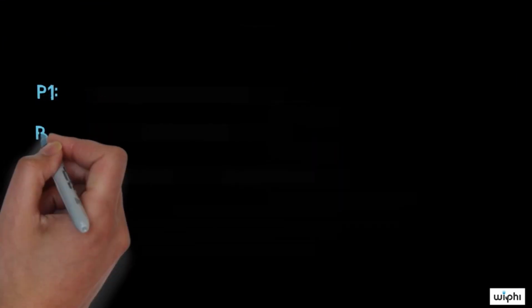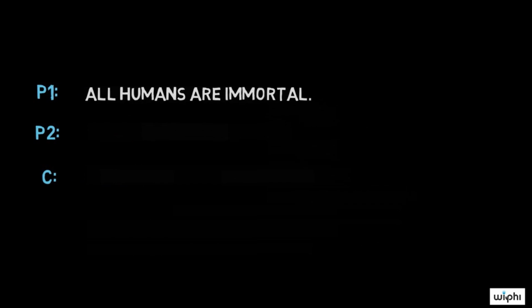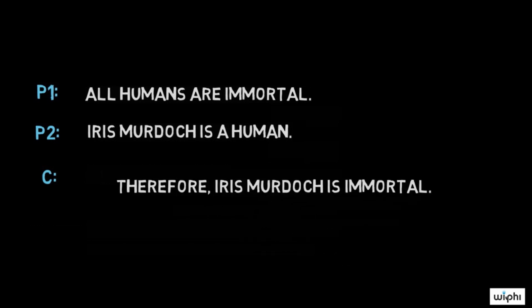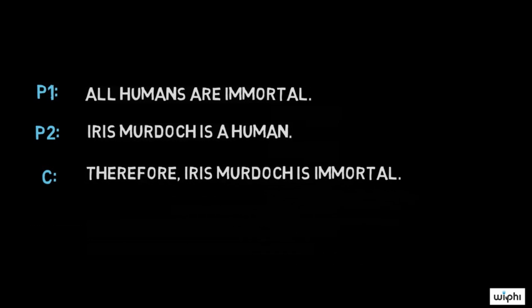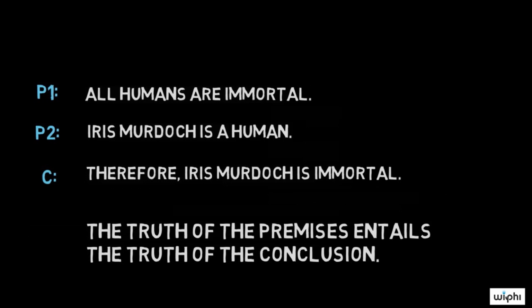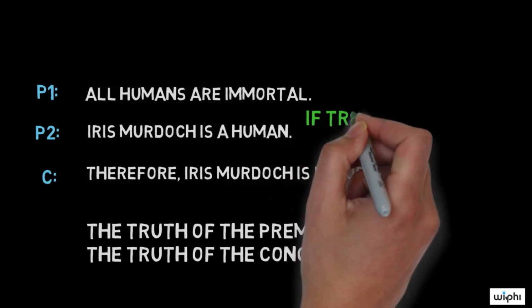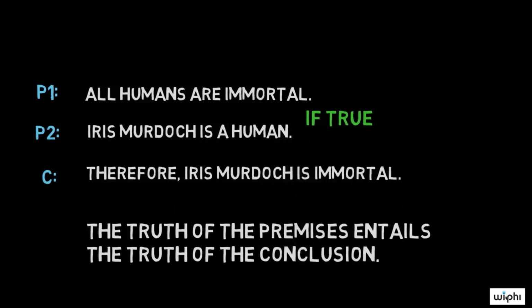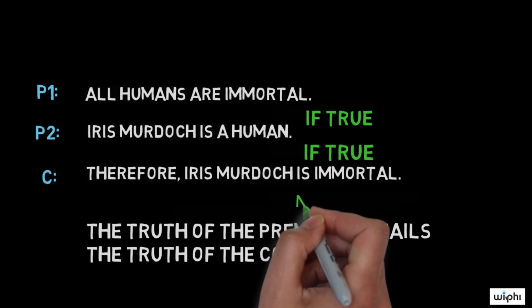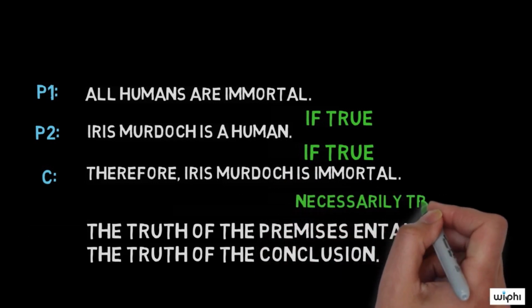Consider, for example, an argument with all false premises in it. P1, all humans are immortal. P2, Iris Murdoch is a human. Conclusion, therefore, Iris Murdoch is immortal. This argument is also valid, just like the first argument. The truth of the premises entails the truth of the conclusion, right? If it is the case that all humans are immortal, and it is the case that Iris Murdoch is one of these humans, then it's necessarily the case that Iris Murdoch is immortal.